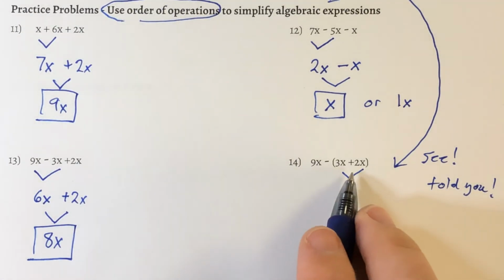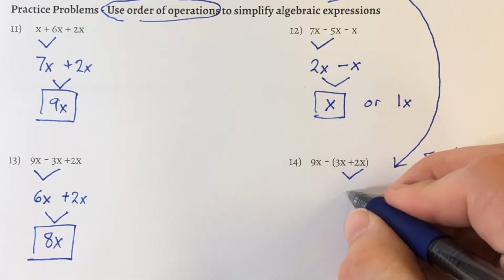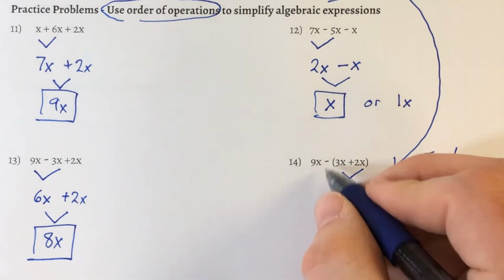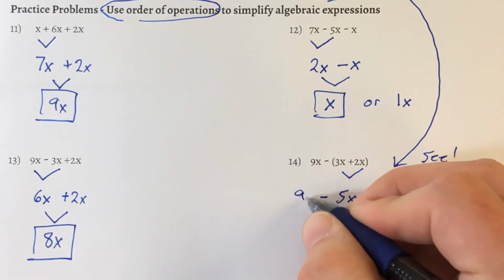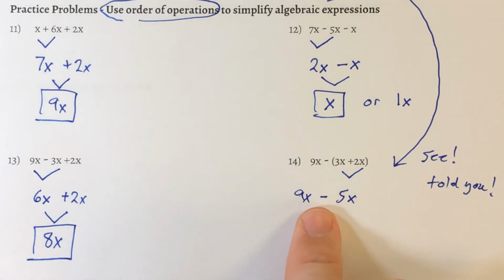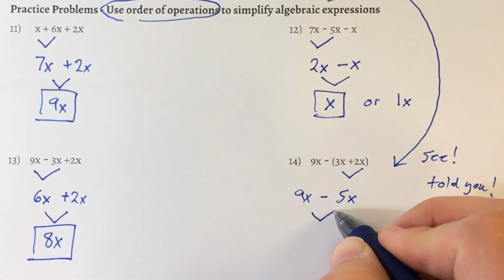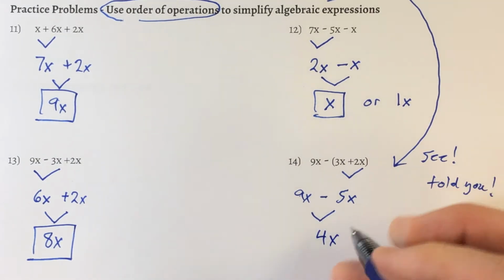All right, so 3x plus 2x is 5x. Bring down your minus, bring down your 9x. One more step. What is 9x take away 5x? You're going to get 4x.